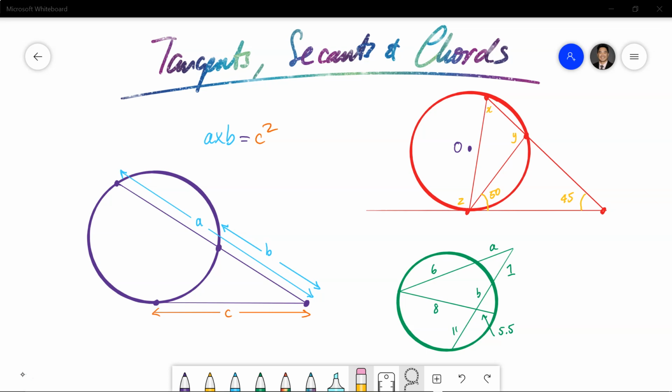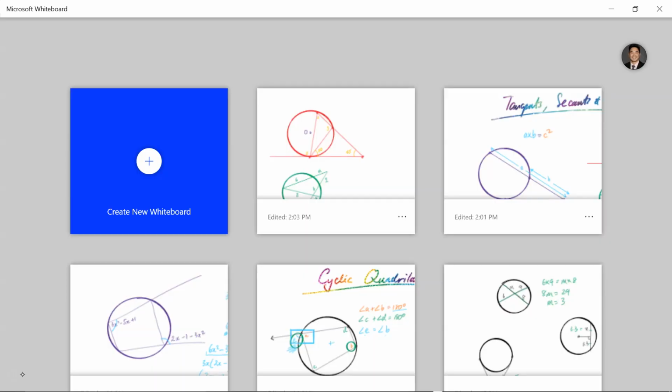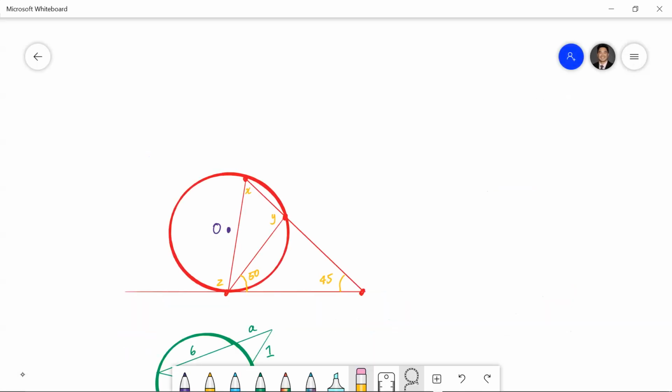So what we saw before is that the entire secant, A, times the extension, B, is equal to the tangent C squared. I've got a couple of examples on the right hand side that I've drawn up that we're going to use to solve. Some of them just revert back to angles, and then just one on lengths. So let's move on to that.